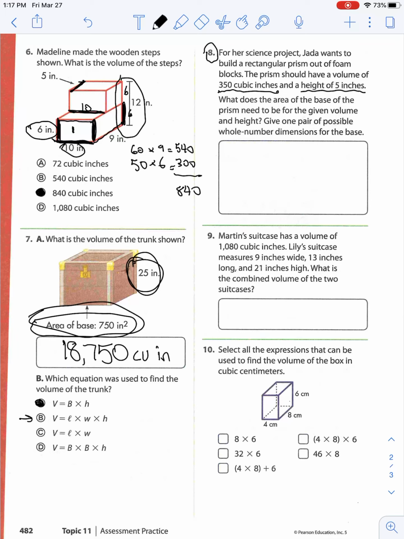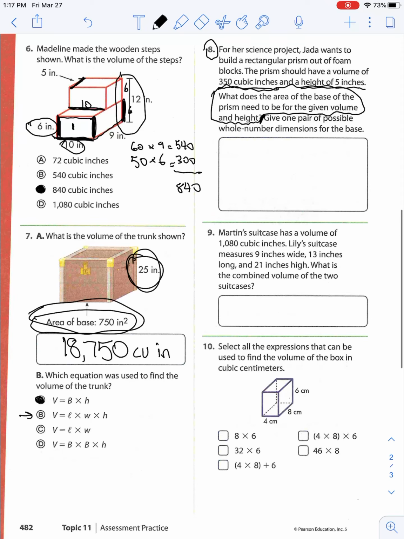What is the area of the base of the prism needed to be for the given volume height? That's really one question. Give one pair of possible whole number dimensions for the base. Okay, let's hold off on that. But the first question here is key. What does the area of the base of the prism need to be?